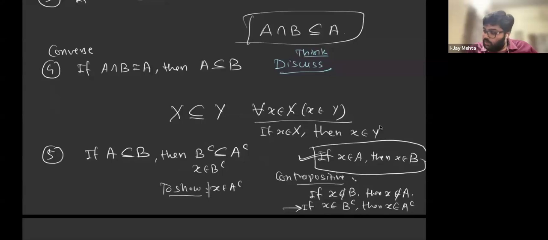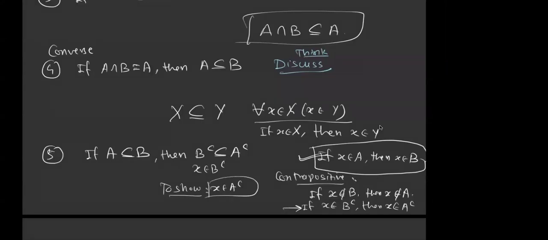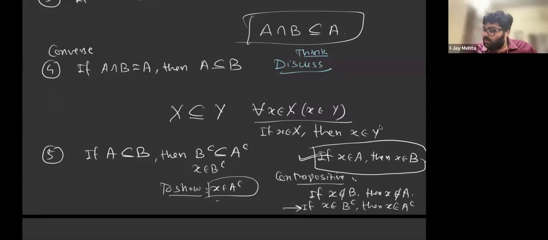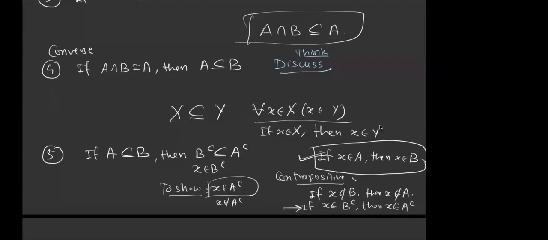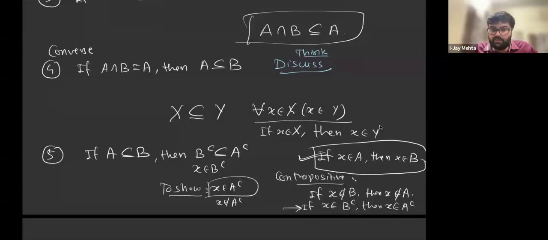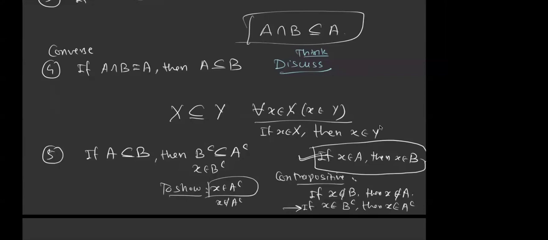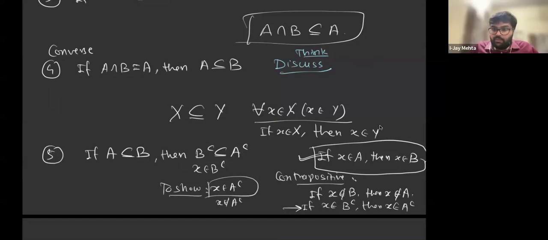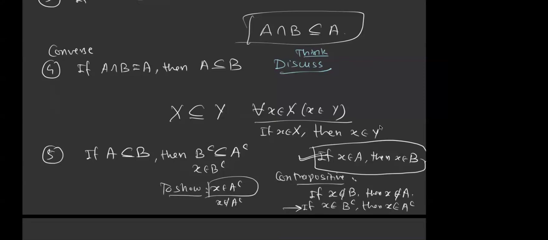My goal is to show this. Yes, suppose x does not belong to A complement. Then where is x? If it is not in A complement, x is in A. Then what can we say? If it is in A, do we have anything given about A? A is a subset of B. Yes, very good.